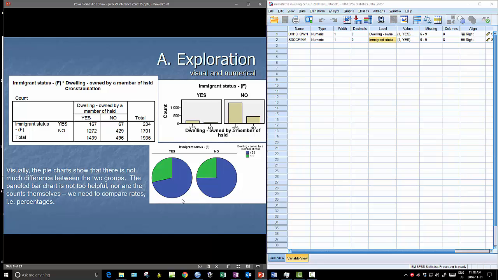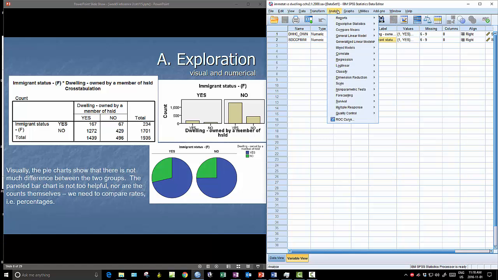Here's exploration. You'll see the contingency table here. You see comparison bar chart, which you don't need to do. It's not very useful. And paneled pie chart. So let's produce those using SPSS to the right.